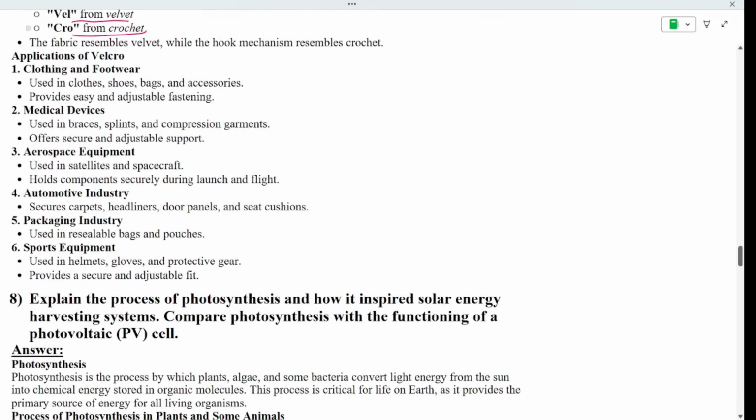They are applicable in things such as clothing, footwear, shoes, bags and accessories. Medical devices also, such as braces, splints and compression garments. Aerospace, satellites and spacecraft. Automotive: headliners, carpets, which secures the carpets, door panels and seat cushions.